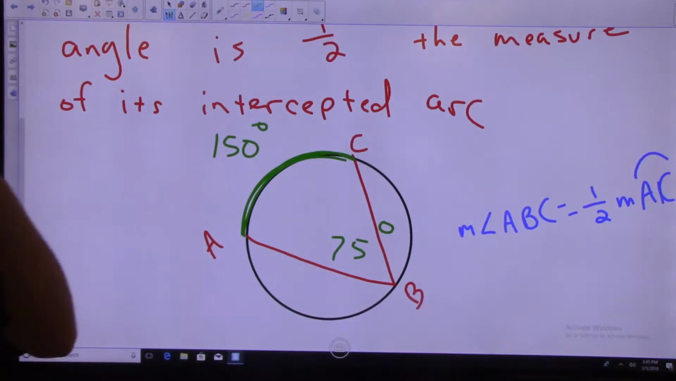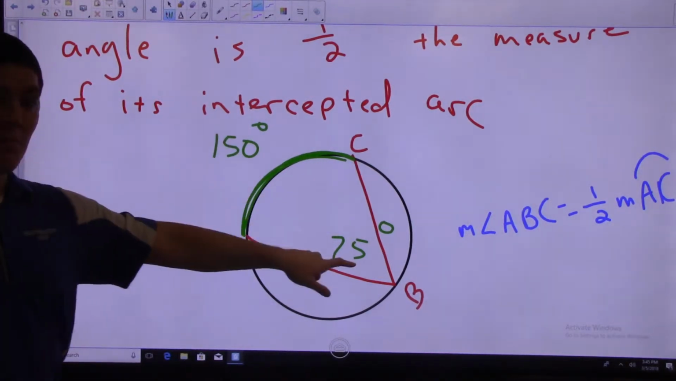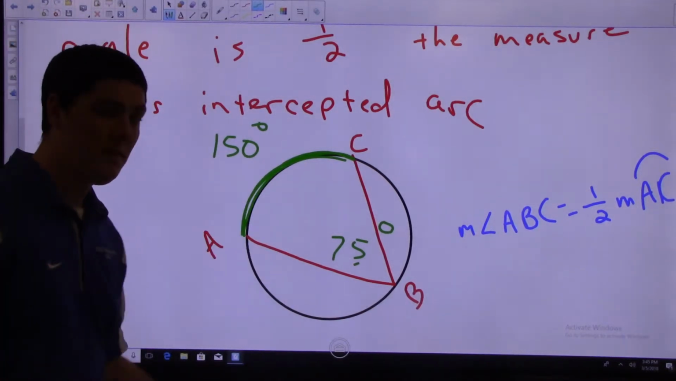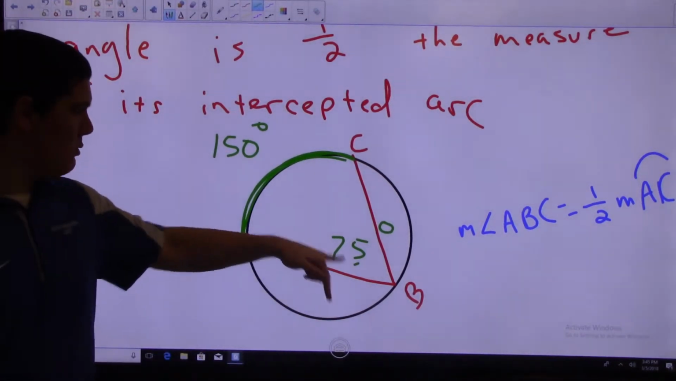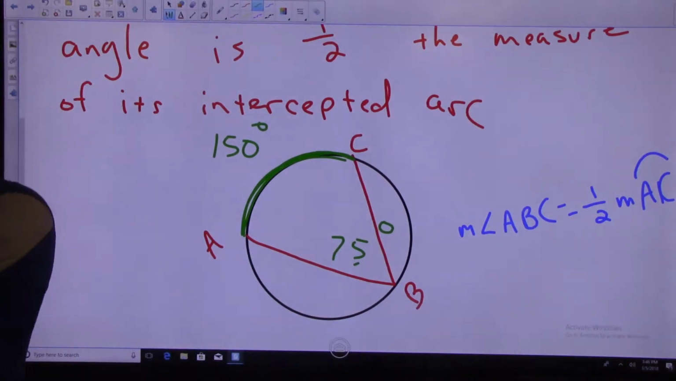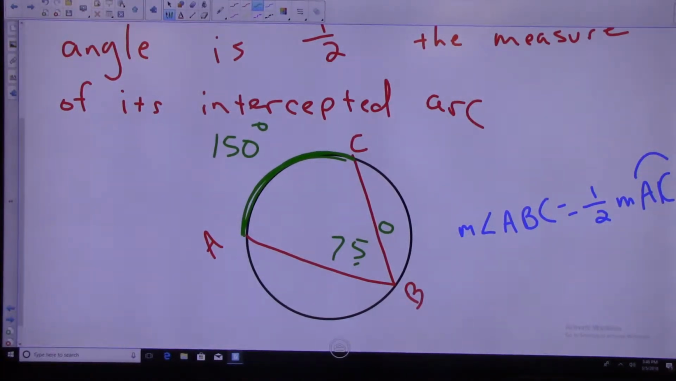Another way you can think about this is that the intercepted arc is going to be double the inscribed angle. So you could say that as well. So 75 times 2, 150. So if you've got the angle, just multiply it by 2 to get the arc. Pretty simple. There's not a whole lot to remember with that fact. You just got to know the inscribed angle is half the intercepted arc.